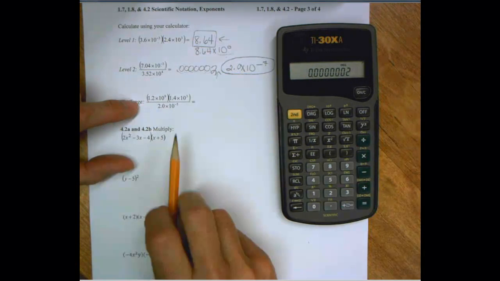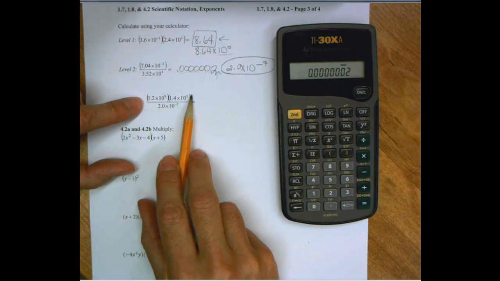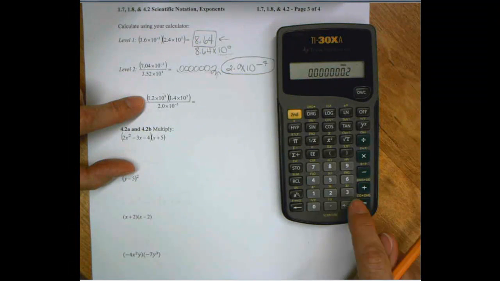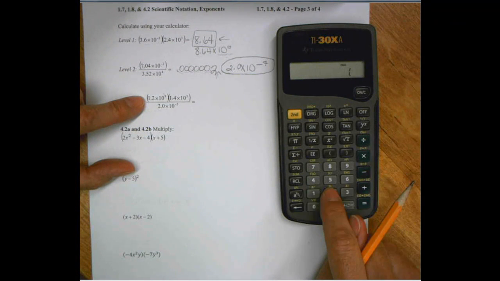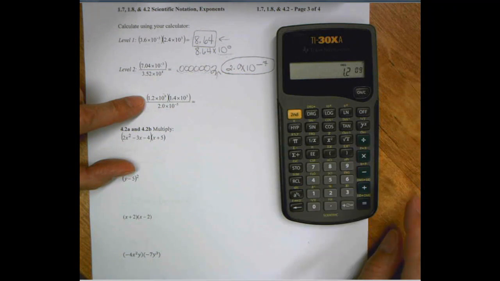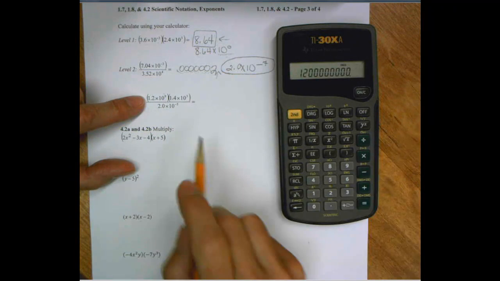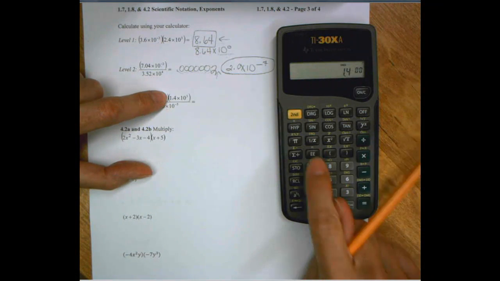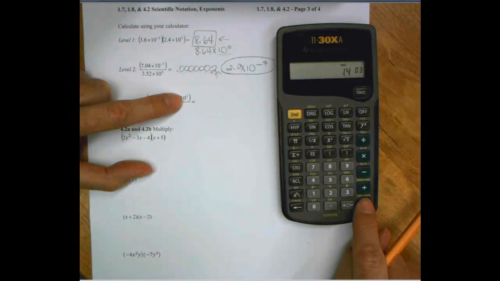Now my last problem combines multiplication and a division. So I'll do the multiplication part first. So I start with 1.2, and the exponent on the 10 is a 9, so I'll put that in, times 1.4 EE3, and I'll push equals.